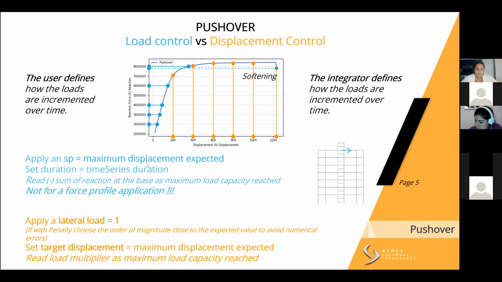Why is this case different? Because the difference here is that you apply an applied displacement, and what can happen in this case is that the displacement will grow, but the reaction can go down, and the kind of load that the analysis is controlling is the reaction.